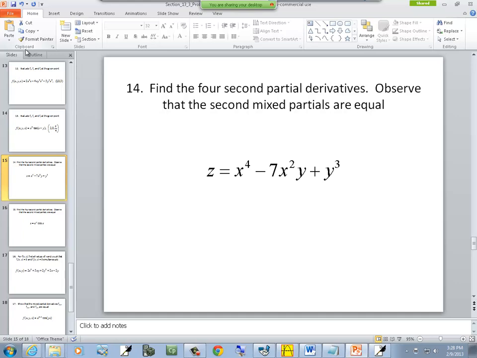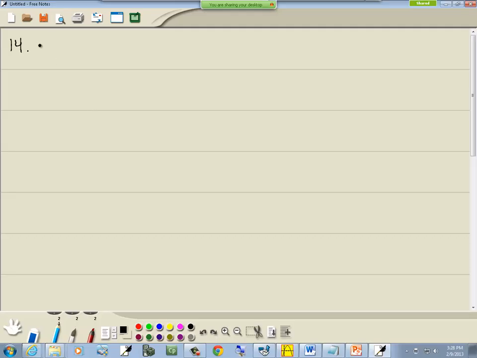Find the 4 second partial derivatives. Observe that the second mixed partials are equal. What in the world is this referring to? I'm going to use a different notation than z. I like the other notation to show this. So f of x, y, z. Wait a minute, is that a z? Oh, okay. Never mind.